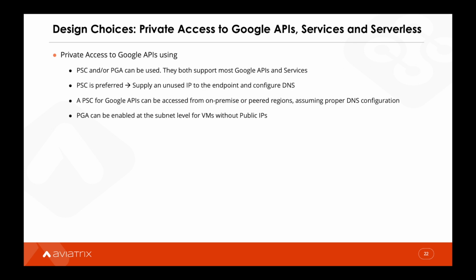You should consider configuring your DNS properly so you can send traffic to this PSC service. When you configure or deploy a PSC for Google APIs, it can be accessed from on-prem or a peered region. But like I said, assuming you have proper DNS configured for that. PGA can be enabled at the subnet level for VMs without a public IP address.